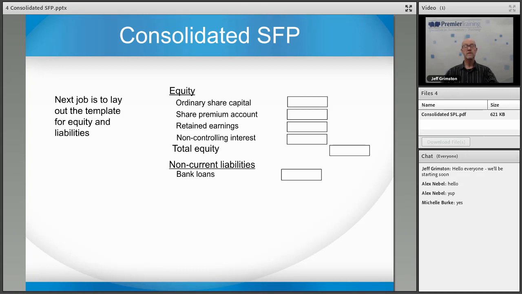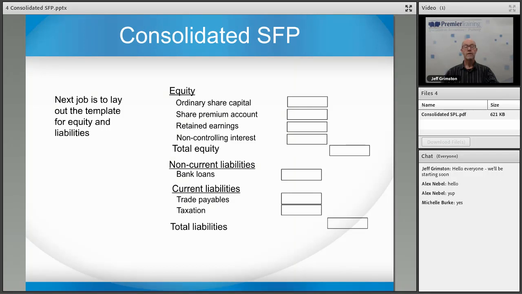Non-current liabilities, we can see bank loans. Current liabilities, we can see trade payables, and of course our old friend taxation. From that we'll get our total liabilities and our total equity and liabilities, and if that matches what's at the top, we can all be happy and go home smiling.